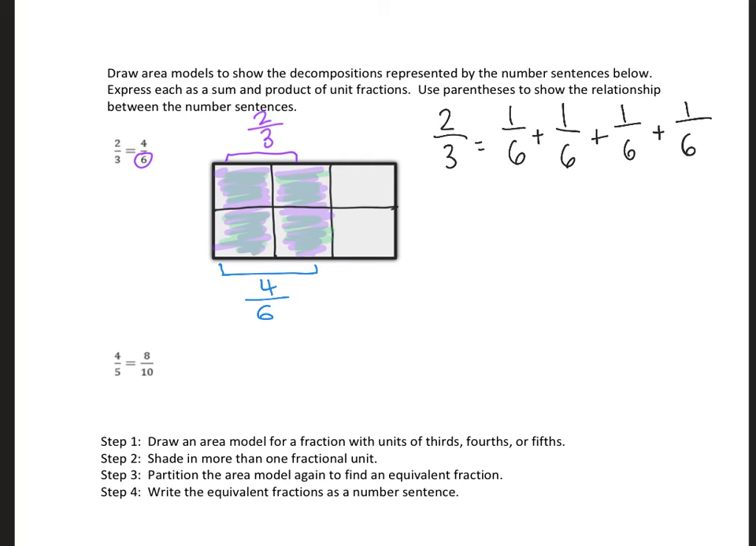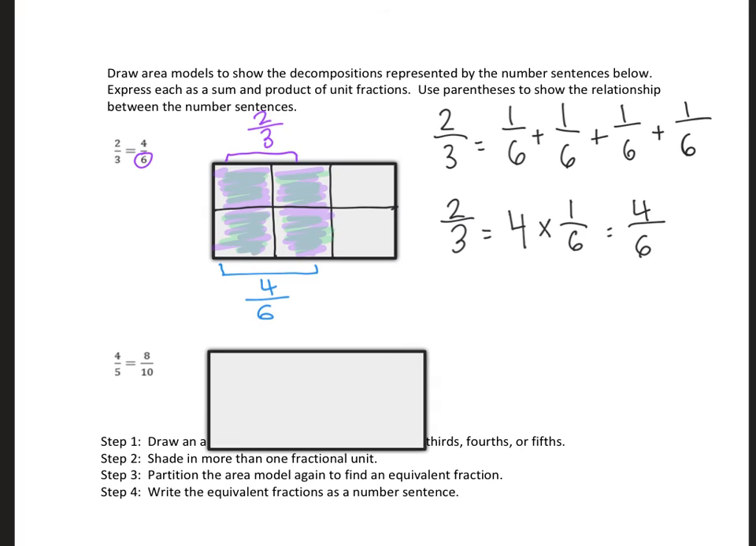Okay? And that is the same as saying 2/3 is equal to 4 copies of 1/6, which is equal to 4/6. Okay? All right, on the next one, it says 4/5 equals 8/10. So again, I want you to start with an area model.